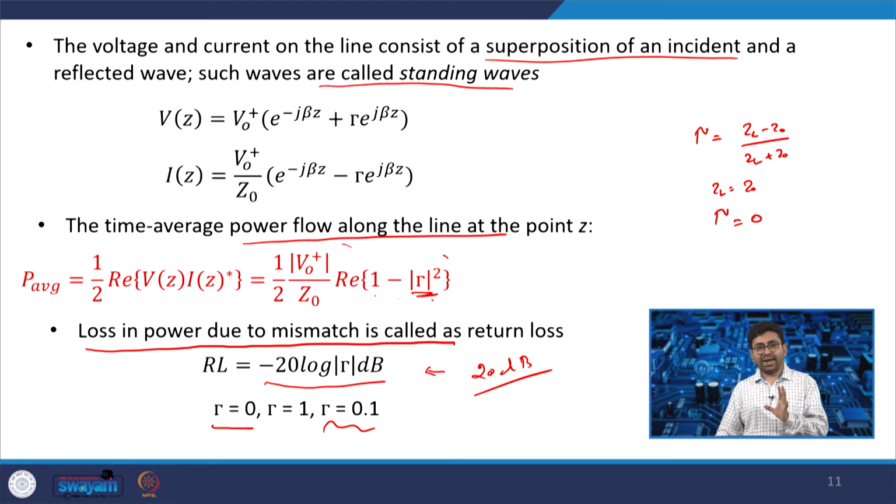That is a non-ideal condition. So, you should consider getting 20 dB of return loss, and you will get a reflection coefficient of 1 when you have a complete reflection. That comes under the case of an open or short circuit transmission line.